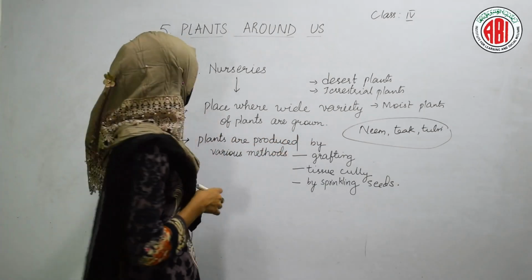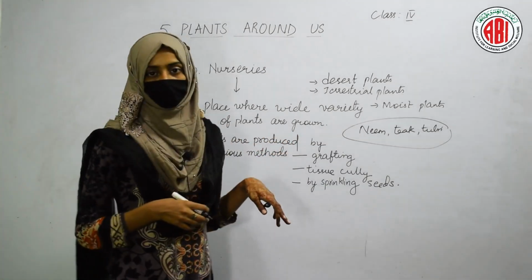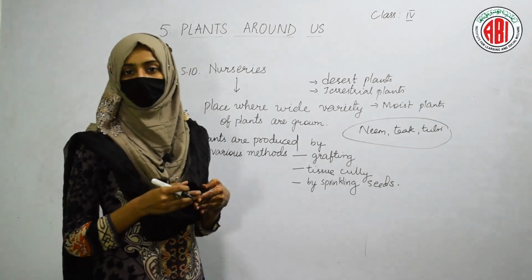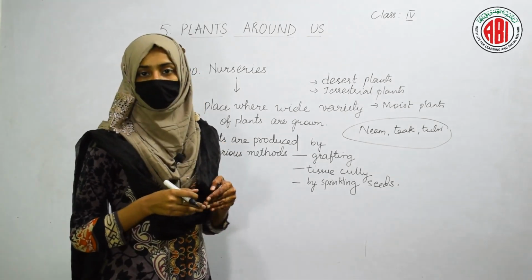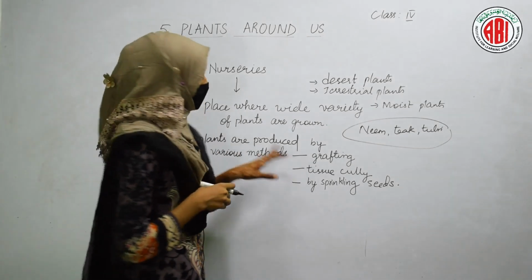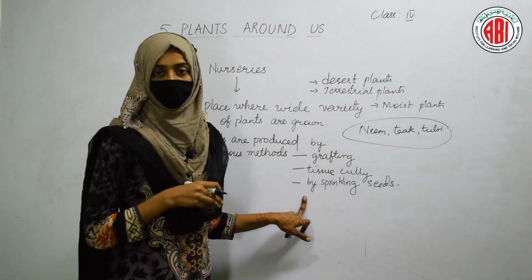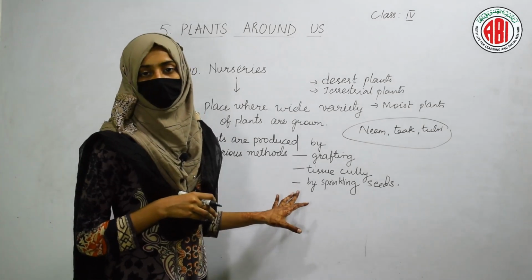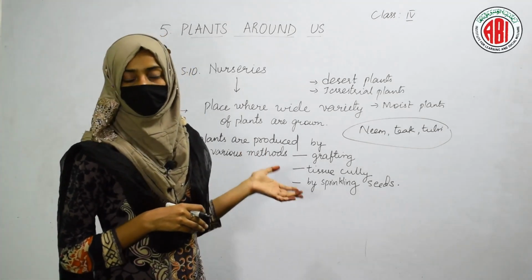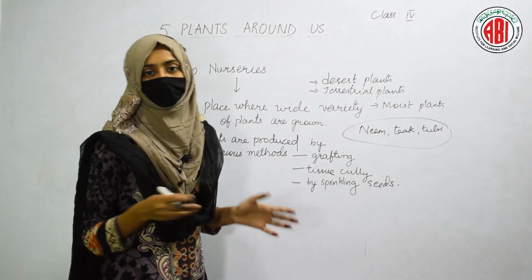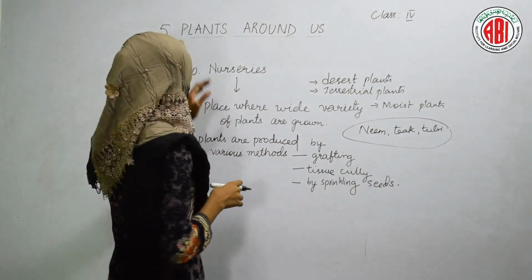So the plants are produced by various methods. They follow various methods to produce the different plants. They use methods like grafting, tissue culture, and also sprinkling seeds. All these methods are followed by the persons in order to grow the plants, and those plants can be supplied to places like nurseries.